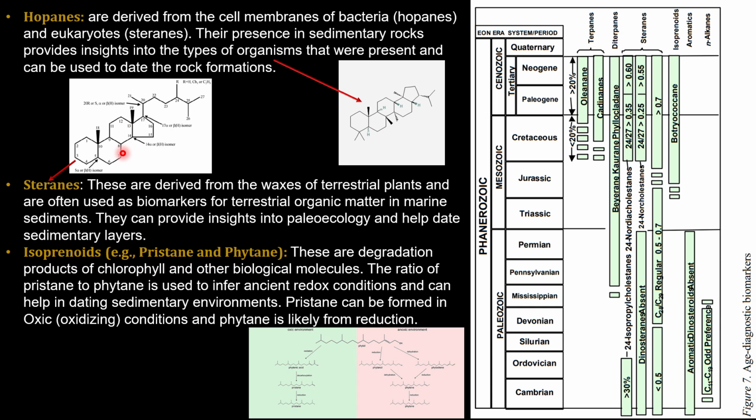So this hopane is basically from the bacterial cell membrane, and it is present in sedimentary rock, and this is the structure of the hopane biomarker. This is the structure of this terpane, and this is the isoprenoid structure of pristane and phytane, which is part of the chlorophyll. When the diagenetic process occurs on the chlorophyll, it is converted into pristane and phytane.